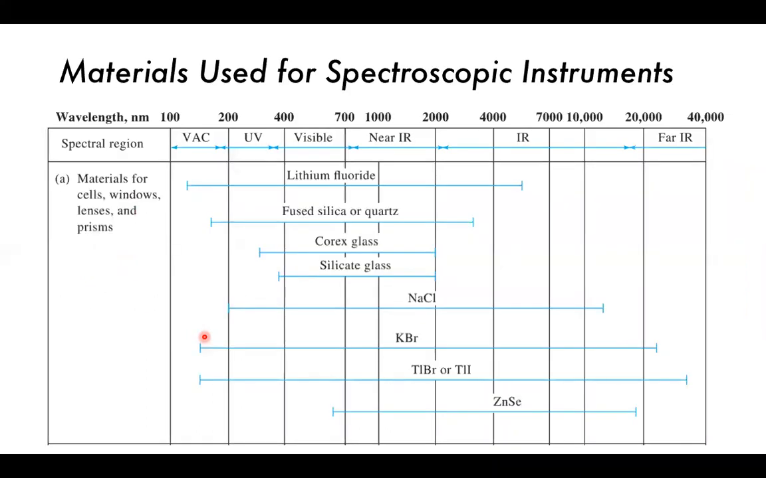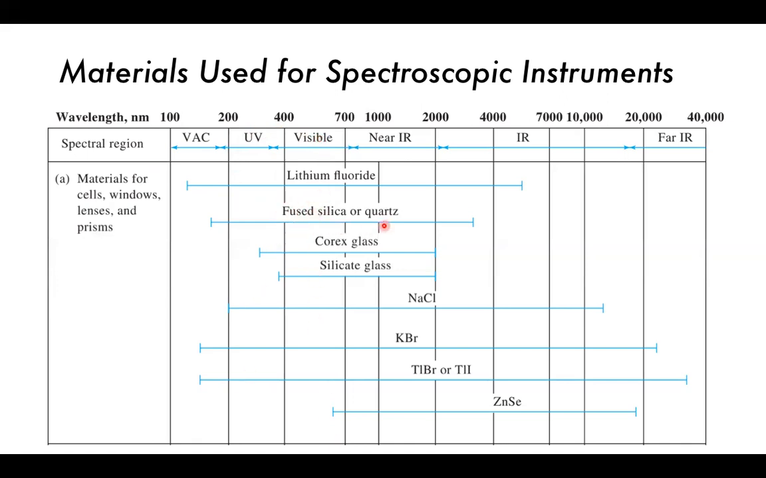So the next thing we'll go on to talk about, that was light sources. The next thing that we'll talk about then is the components inside, like the various materials used for the cells that hold our sample that we're interested in measuring, and things like that. So some of them include things like for our UV vis region, which is here, which is mostly what we're interested in.